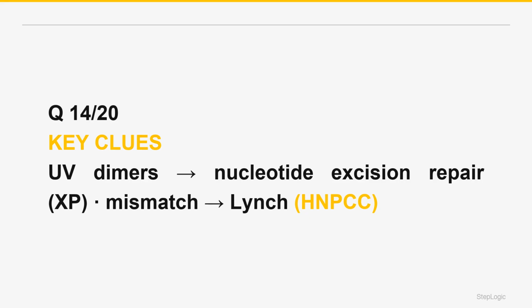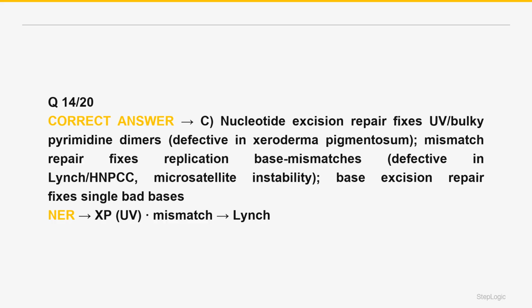NER is defective in xeroderma pigmentosum, autosomal recessive. Patients have extreme UV sun sensitivity and develop numerous skin cancers, basal cell, squamous cell, melanoma, at a very young age, plus photophobia. The correct answer is C.